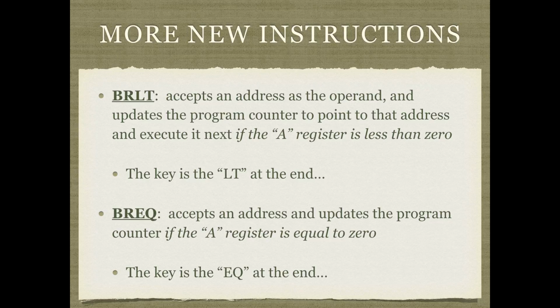If the A register value is less than 0 or equal to 0, respectively, then the program counter value is updated so that the next instruction that is executed after this one is the updated branch path.